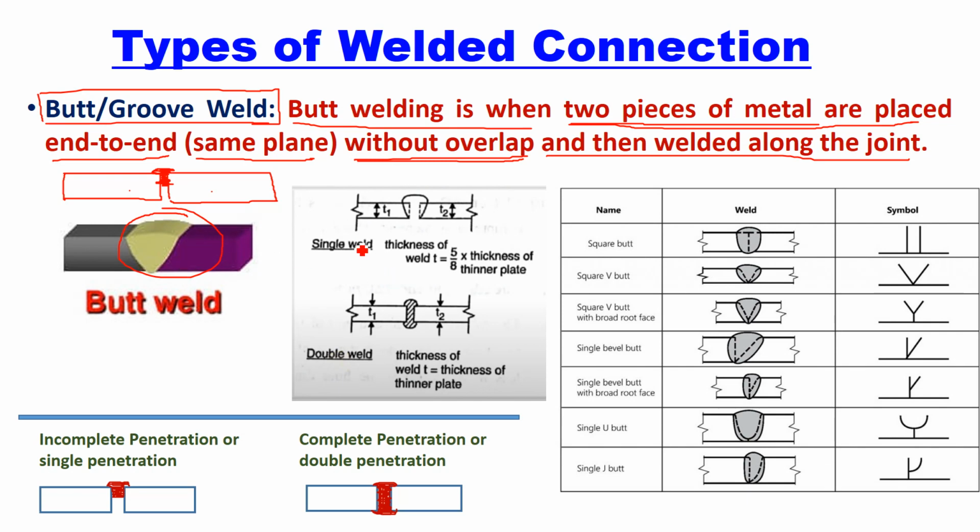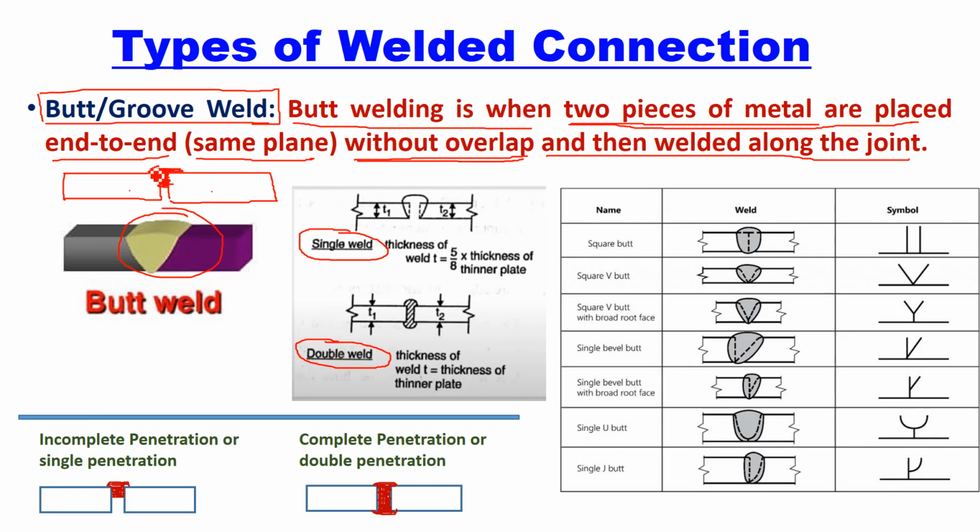There are two types of butt weld, single butt weld and double butt weld. Single butt weld means welding is done on a single side only. For example, if you do welding on this side, it is also called a half penetration weld, or incomplete penetration.